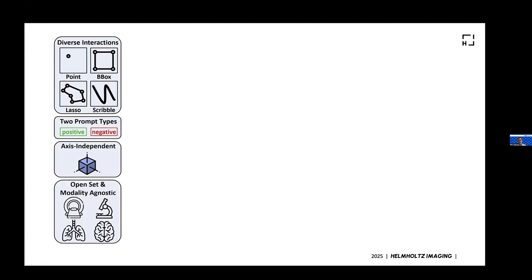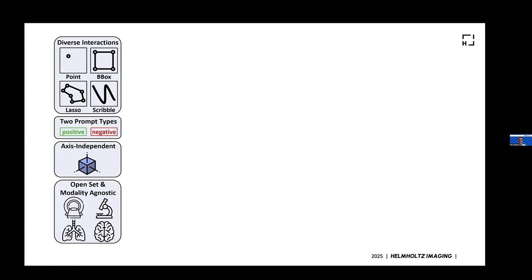Well, let's take a step back and see how the things work from a methodological perspective. You have your diverse interactions, which are points and boxes, which are quite normal, but also more user-friendly and more powerful interactions, as we'll see later, which are lasso and scribble. Then we have, for those, the two prompt types, which can always be positive and negative, and they are all axis independent. That means it doesn't matter if you're looking axially or coronally or any other axis, basically, it always works. And the last thing, which is really nice, is that everything is open set and modality agnostic.